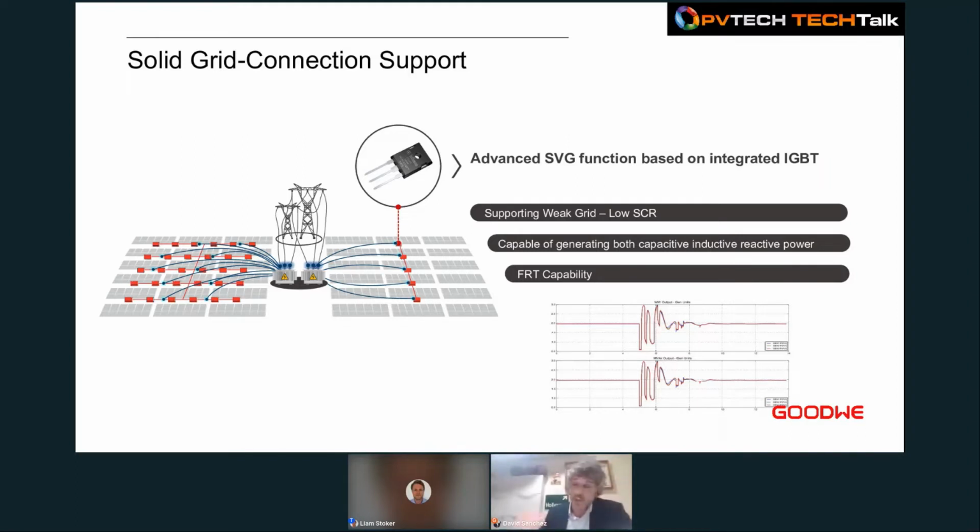the solar farms are becoming more and more challenging and more and more technically complex. And it's very important for the heart of the solar farm, which is the inverter, to actually be able to cope with all these requirements.